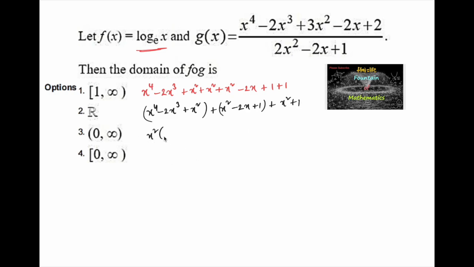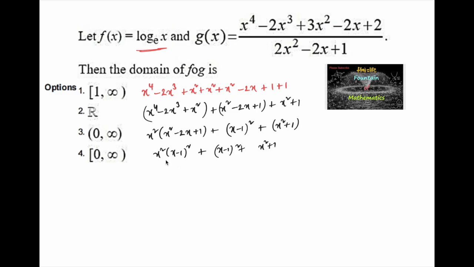So here I can take x square common, so that I can write x square minus 2x plus 1, and again here x square minus 2x plus 1, which is x minus 1 whole square, and x square plus 1. So here the three terms are x square into x minus 1 whole square, x minus 1 whole square, plus x square plus 1.